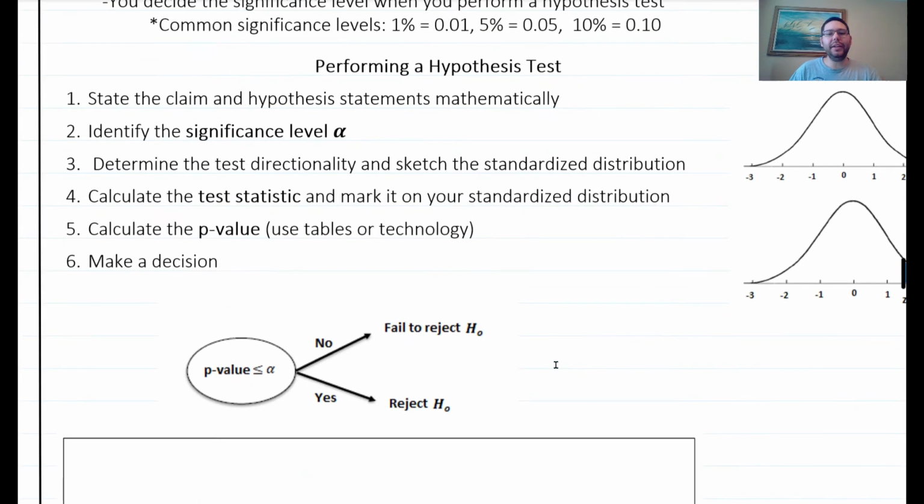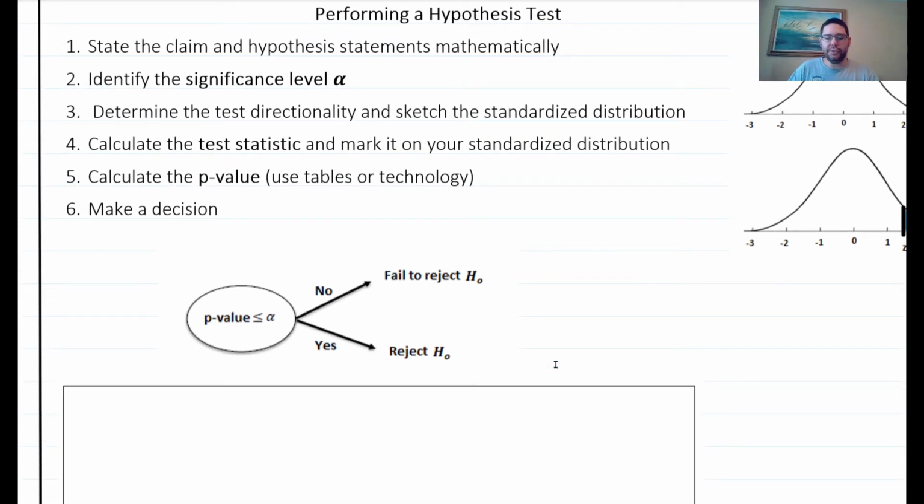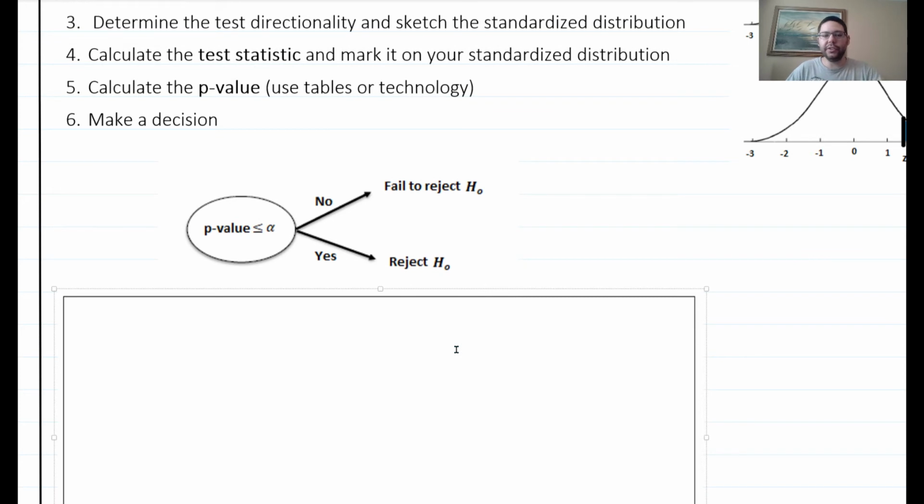So how do we go about making a decision? Well, here's your decision tree. You're going to compare the p-value to your alpha, which is your significance level that you choose. If the p-value is less than or equal to alpha, if your answer to that is yes, you're going to reject the null hypothesis. That means you have enough evidence. If the p-value is not less than alpha, it's actually greater than alpha, then you will fail to reject the null hypothesis. So greater than alpha, fail to reject. Less than or equal to alpha, reject. All right, so that's your decision for step 6.